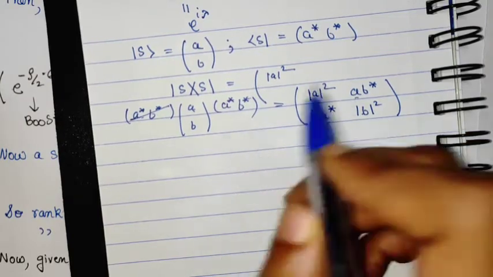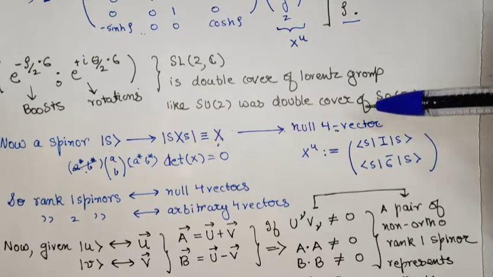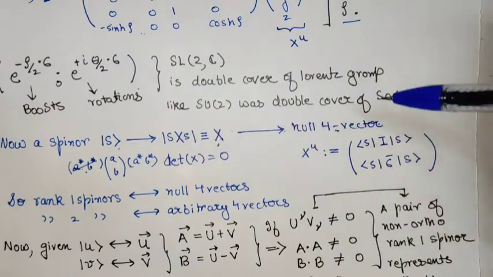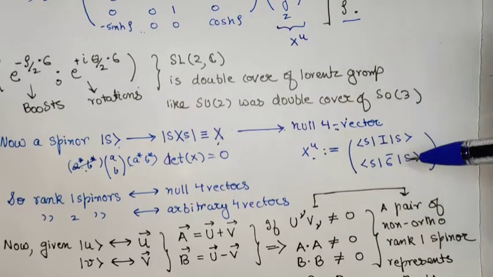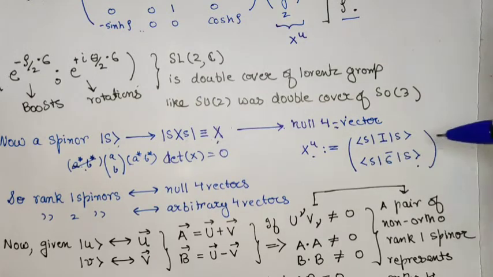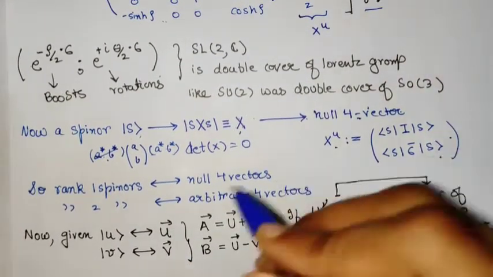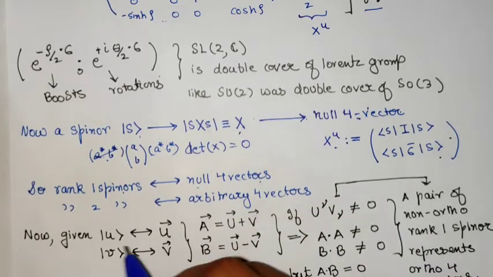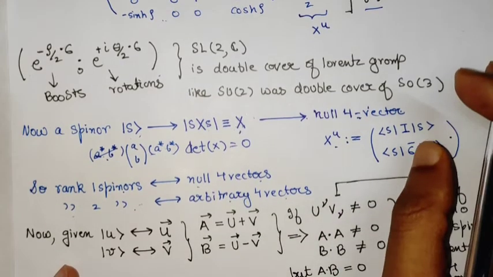The determinant is 0. So this means that a null 4 vector can be represented by a spinor, and correspondingly every spinor is represented by a null 4 vector, and we can extract that null 4 vector by particularly this. This is the 4 vector that we have. So now with this understanding, we understand that rank 1 spinors are associated with null 4 vectors, and rank 2 spinors, which are Hermitian matrices, can represent any arbitrary 4 vectors.